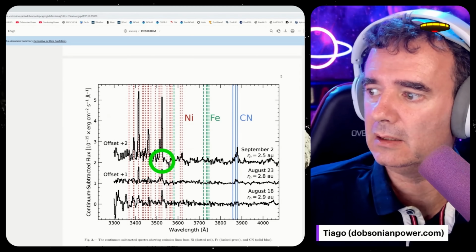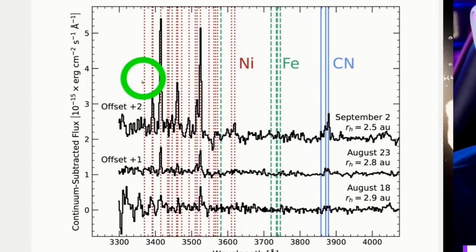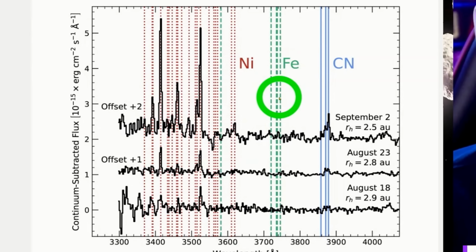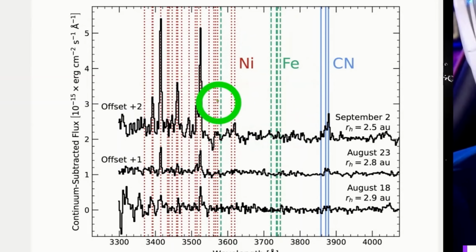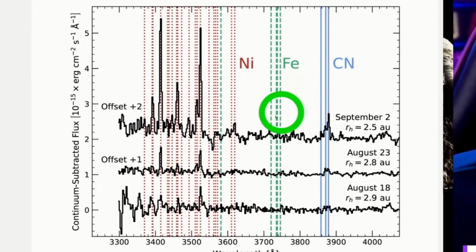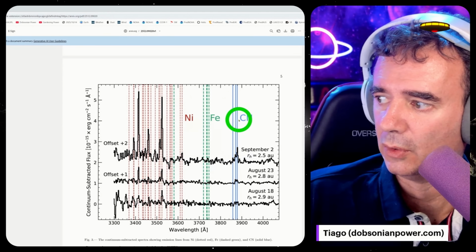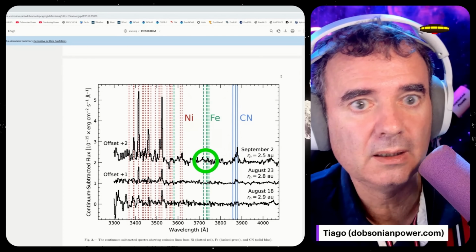You can see here, this red area is the nickel. Bam, to the roof! And you go here, to the green, the iron, and there's nothing here. It's an empty space, it's a void. Nothing. A bit of cyan here, the blue, a bit. But iron, nothing, man. Nothing at all.